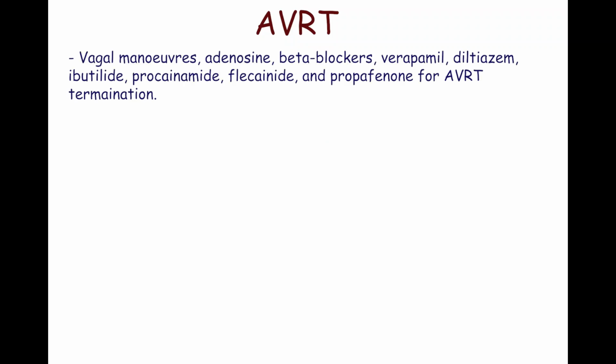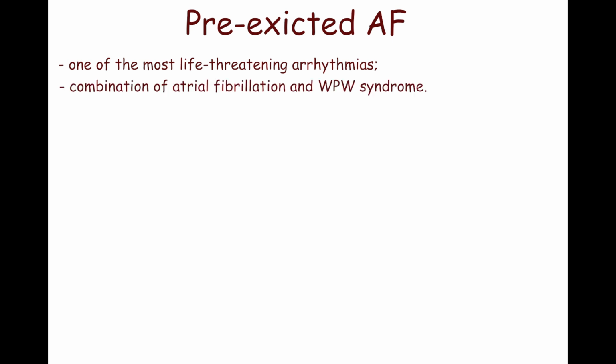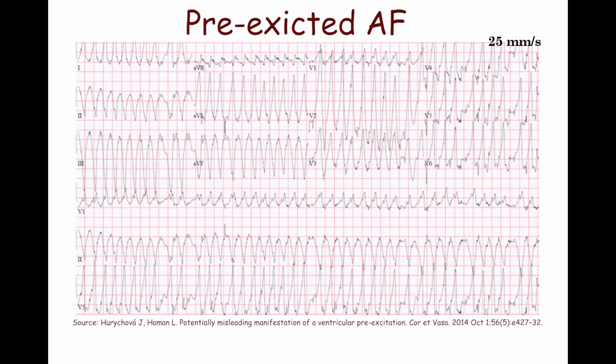Vagal maneuvers, adenosine, beta blockers, verapamil, diltiazem, ibutilide, procainamide, flecainide, and propafenone may terminate atrioventricular reentrant tachycardia. Pre-excited atrial fibrillation is one of the most life-threatening arrhythmias. It's a combination of atrial fibrillation and WPW syndrome. The ventricular rate is very fast and irregular, signs of pre-excitation are present. There is a very rapid ventricular response that may degenerate into ventricular fibrillation.